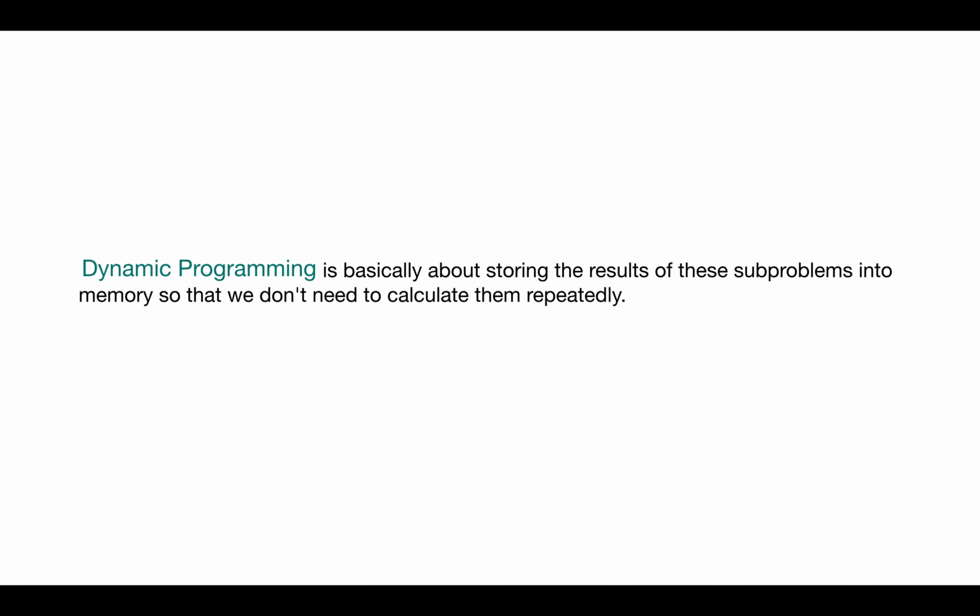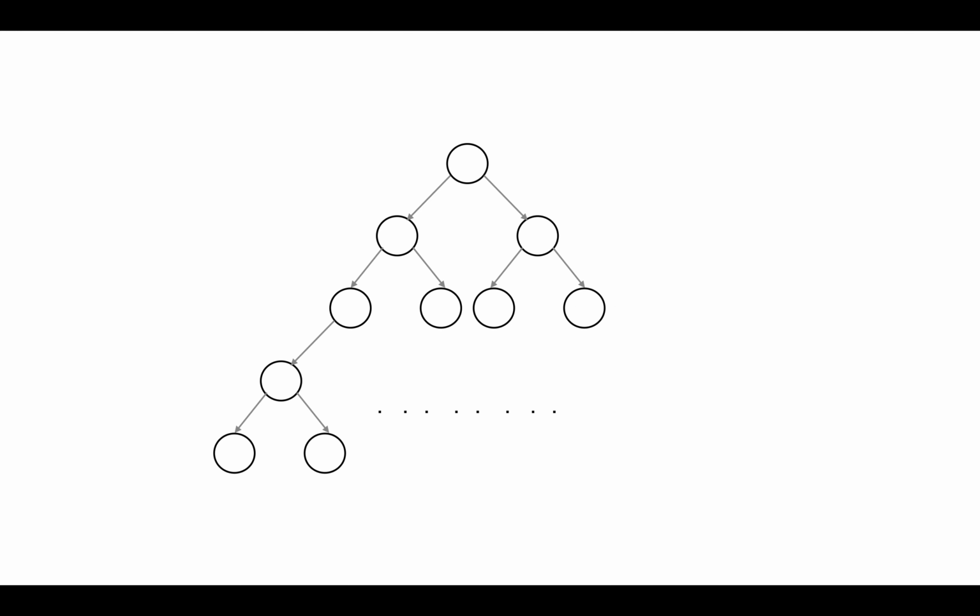Right? Then how does dynamic programming optimize this process? What exactly is the idea behind dynamic programming? Dynamic programming is basically about storing the results of subproblems in memory so that we don't need to calculate them repeatedly. In many recursive problems, when we break them up into smaller subproblems, we may find some overlapping or repeating subproblems. For example, think about getting the nth Fibonacci number.